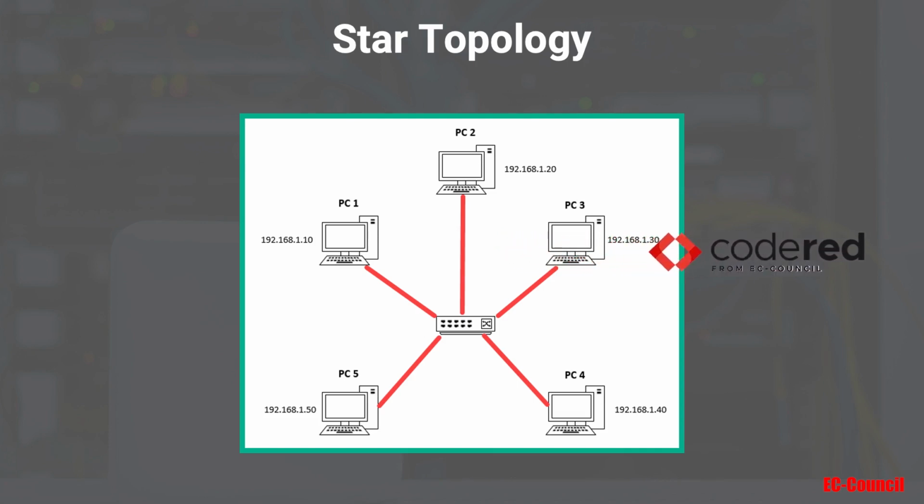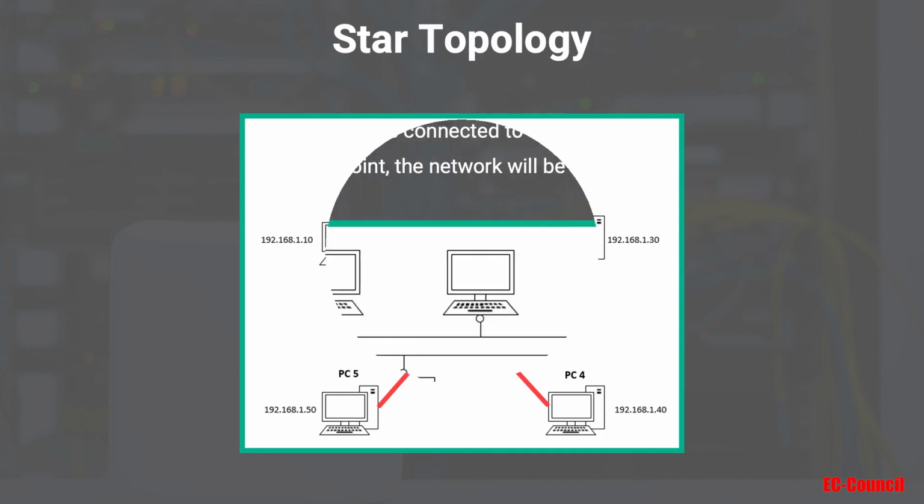In this diagram, you can see all the PCs are connected to a network switch. If PC 1 wants to send data to another device, PC 1 sends the data to the switch, which will then forward the message to the actual intended recipient.